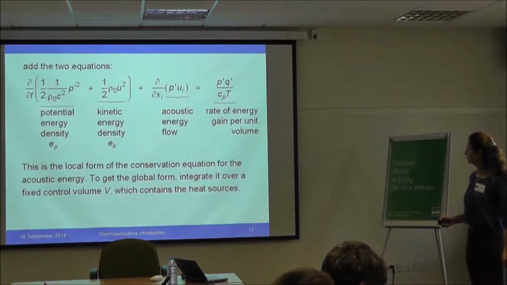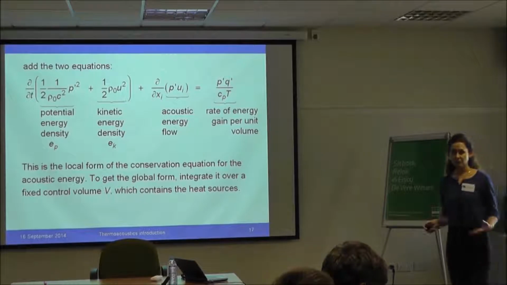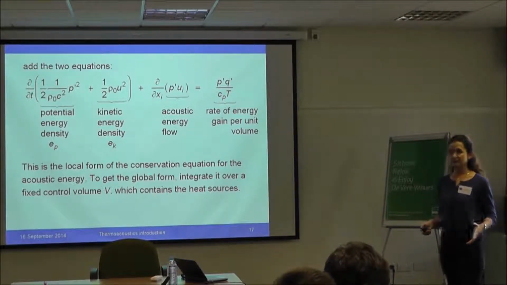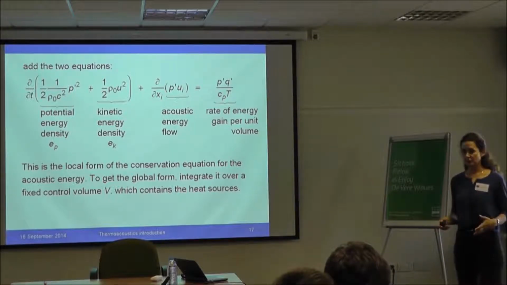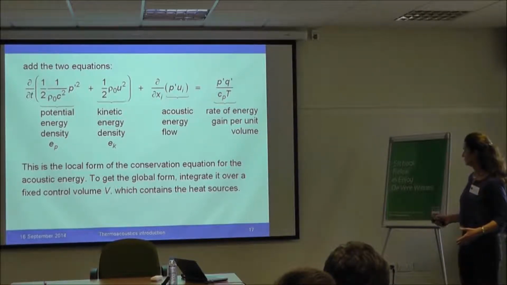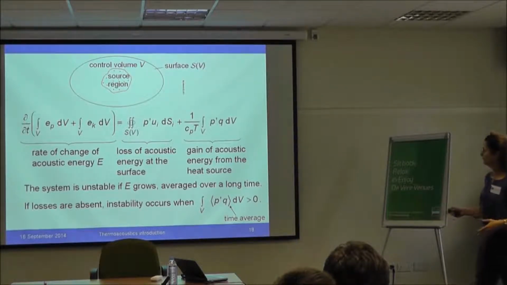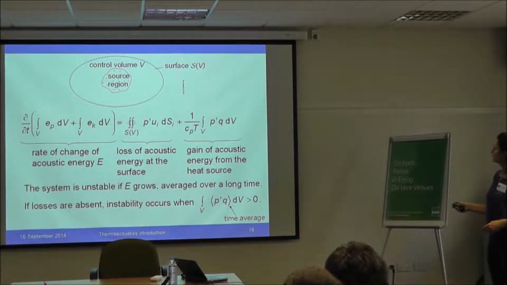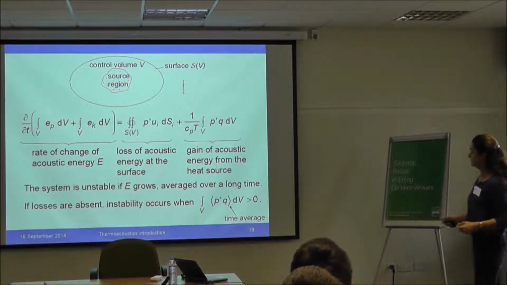Okay. Right, so we've derived this local version of the acoustic energy balance, but to convince ourselves that this really is an acoustic energy balance, let's convert that into a global version, which is easier to interpret. So we assume that we have a control volume V, which is indicated by this violet ellipse, with a surface S of V, and in that control volume we have a source region with heat sources.